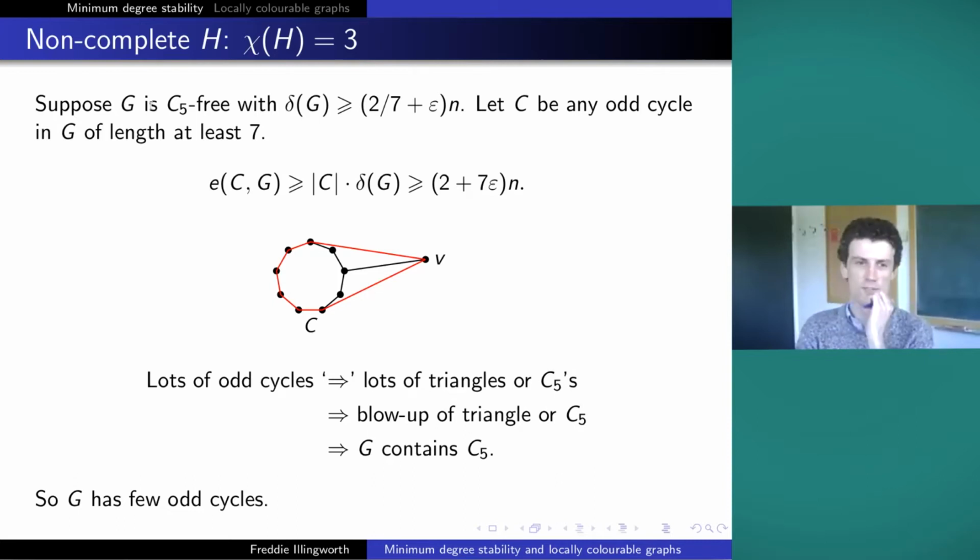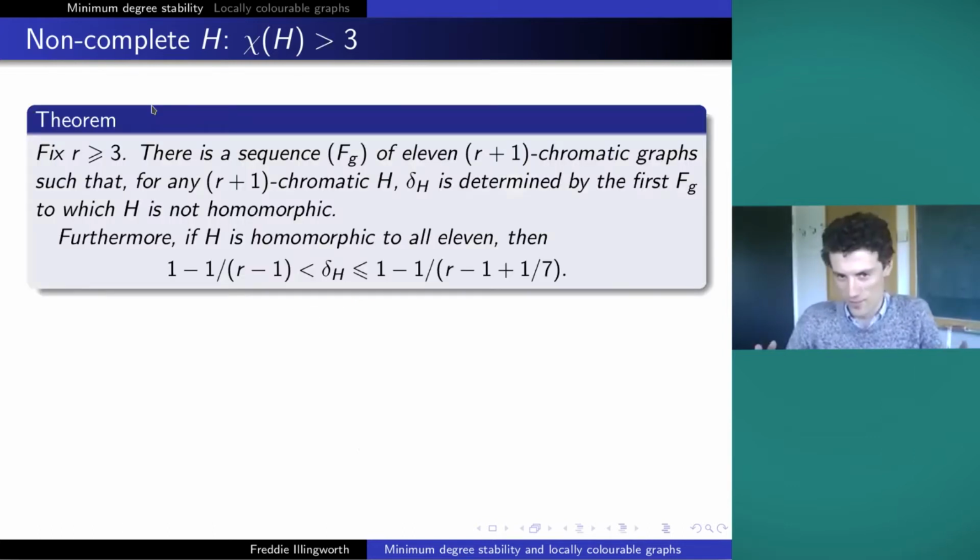Great. Okay. So what about H with higher chromatic numbers? We've seen that odd cycles play the key role. You just compare your graph to odd cycles, and that tells you what minimum degree stability it has. And hopefully there'll be some sort of sequence of graphs. We don't know if there is an infinite sequence, but the slightly strange result shows that there certainly is a start of a sequence.